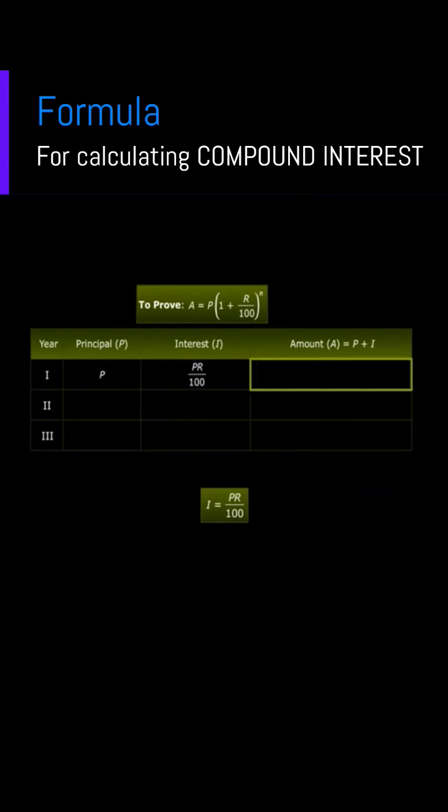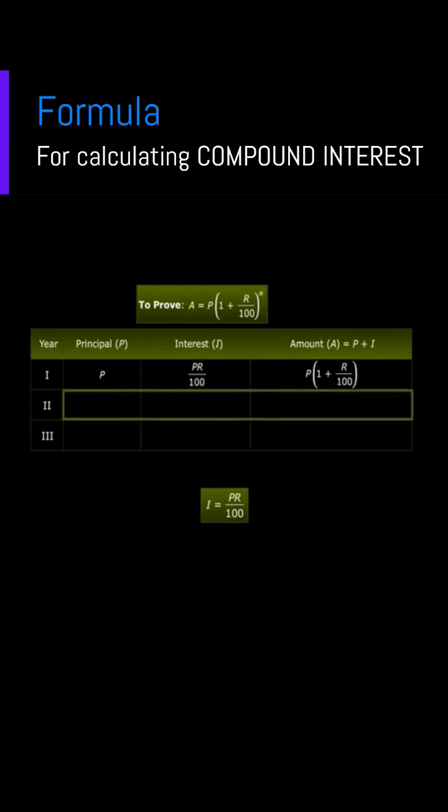Now what would be the amount for the first year? It would be principal plus interest. So P plus PR by 100, I take P out and I get P into (1 plus R by 100). So this tells me about the principal, the interest, and the amount for the first year.